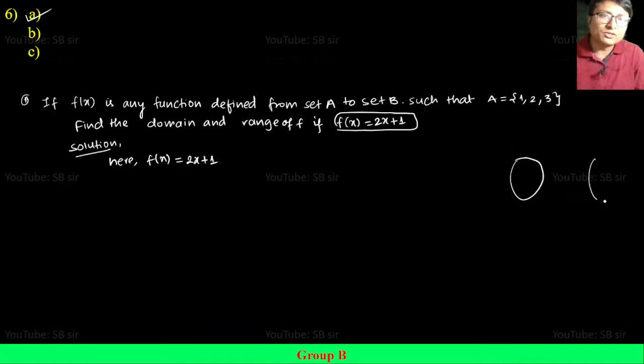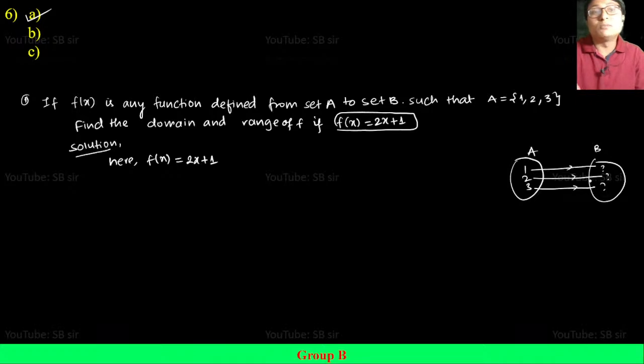If you write the function in the arrow diagram form, it will be 1, 2, 3 over here, A and B, and we will be finding the value of the corresponding element of 1 in set B, also the corresponding element of 2 in set B, similarly the corresponding element of 3 in set B. What will be the elements here? The collection of the elements in set B will be the range, and the collection of the elements in set A is the domain. So we have to find the mapping elements of set A in set B.